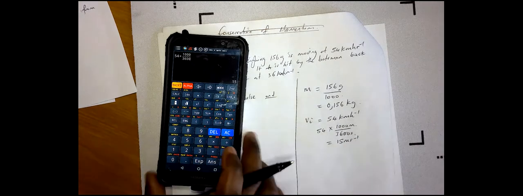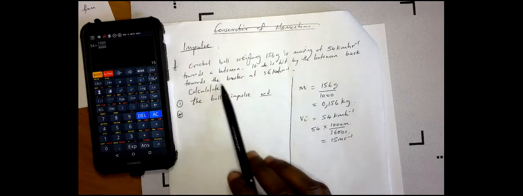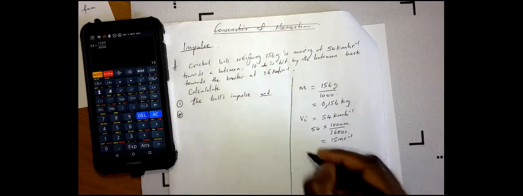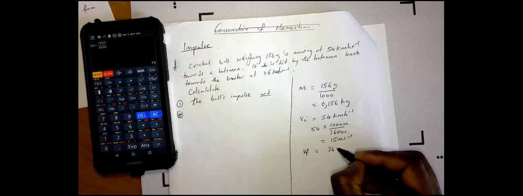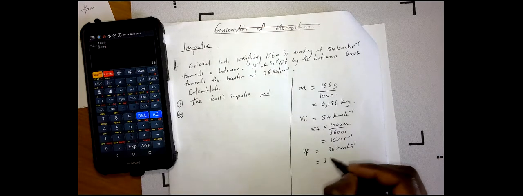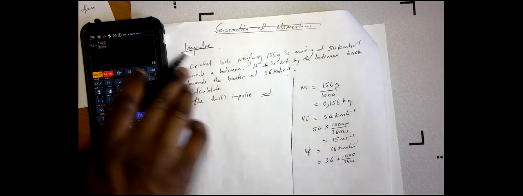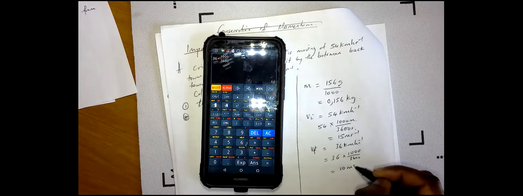Now let's check here. We are told that it is hit by the batsman towards the bowler. Now what we have here is 36, so V final is going to be 36 kilometers per hour. What must we do again? 36 times 1,000 over 3,600. What do we get there? We get 10 meters per second.